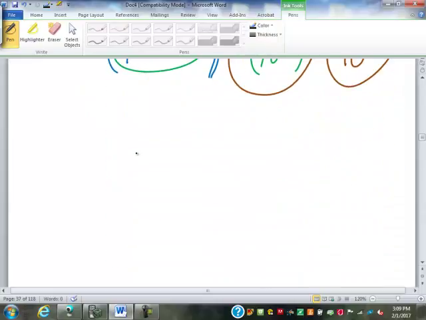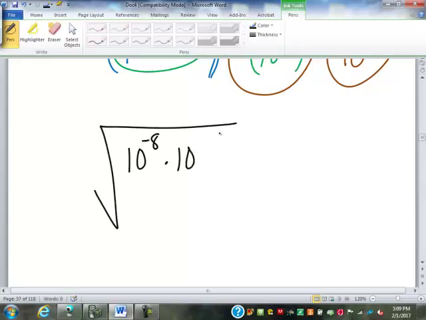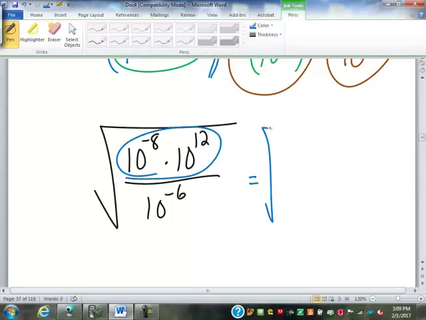How about this one? We have to do everything inside the root first. On top, we're going to have to multiply here. 10 to the negative 8 times 10 to the 12th is... are we adding, subtracting, or multiplying? When we do an exponent times another exponent, we add the power. So negative 8 plus 12 is positive 4. Good.